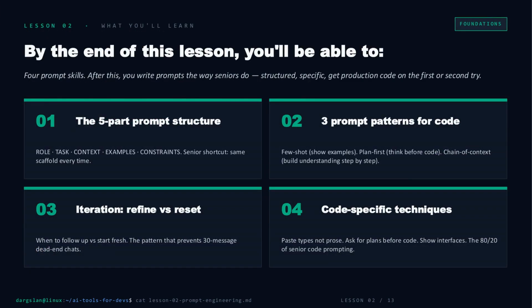So here's the roadmap for the next 20 minutes. 4 skills, in order: the 5-part scaffold that anchors every prompt, the 3 patterns seniors actually reuse for code, knowing when to refine versus when to burn the chat down and start over, and finally the code-specific moves: paste types, not prose, ask for plans before code, show the interfaces. Nail these 4 and you're done arguing with the model.